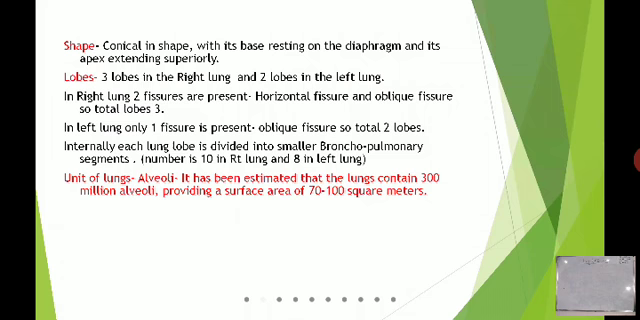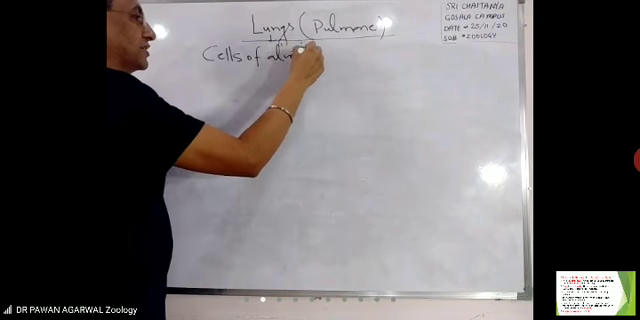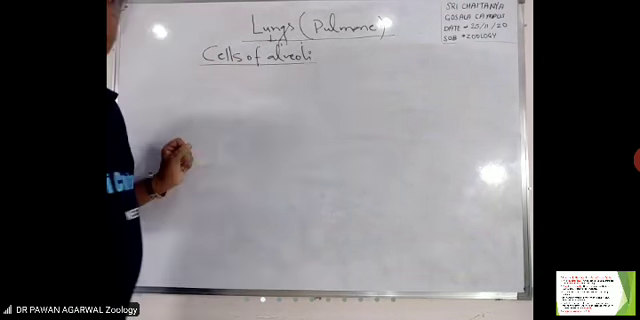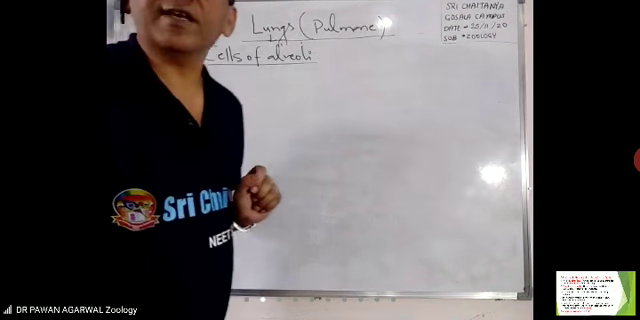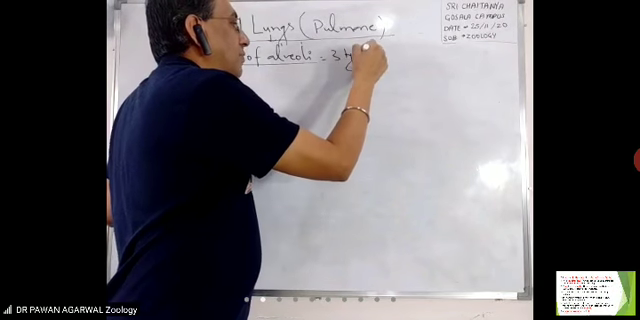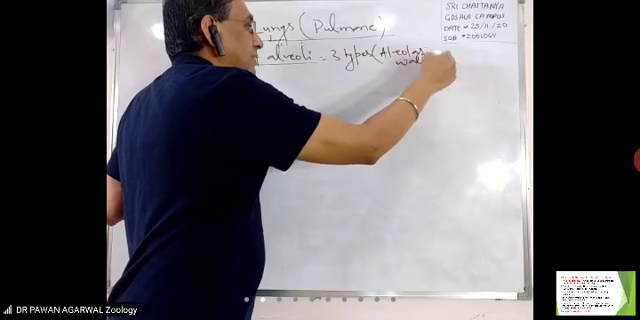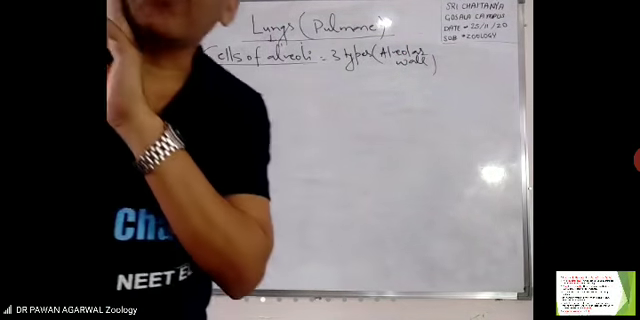Now, the alveoli have some specific cells. Alveoli are present in the lungs, and these are the cells of the alveoli. The alveolar wall consists of 3 types of cells. How many types of cells are present in the alveolar wall? In the alveolar wall, 3 types of cells are present.